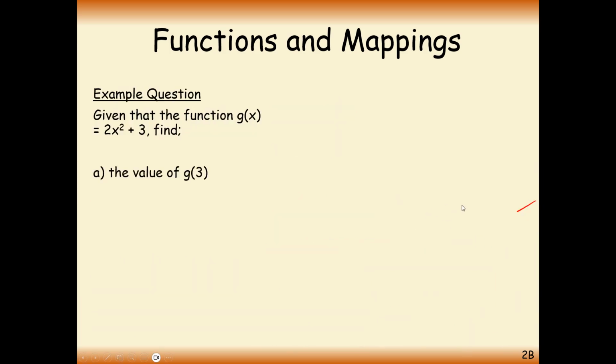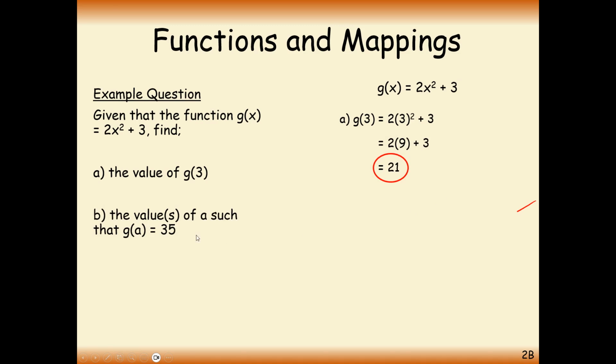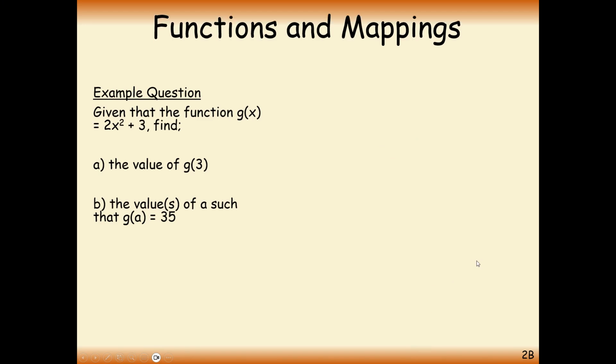In this example, we are looking at 2x squared plus 3. So we've been asked to calculate the function value when x is 3. All you have to do is substitute 3 for x. In the next example, we've been told the output is 35 and we've been asked to calculate the value of a. All you have to do is take the inverse and substitute 35 as the output and solve it for a. Subtracting 3 gives us 32, divide by 2 and take the square root. Now a could be positive or negative 4.